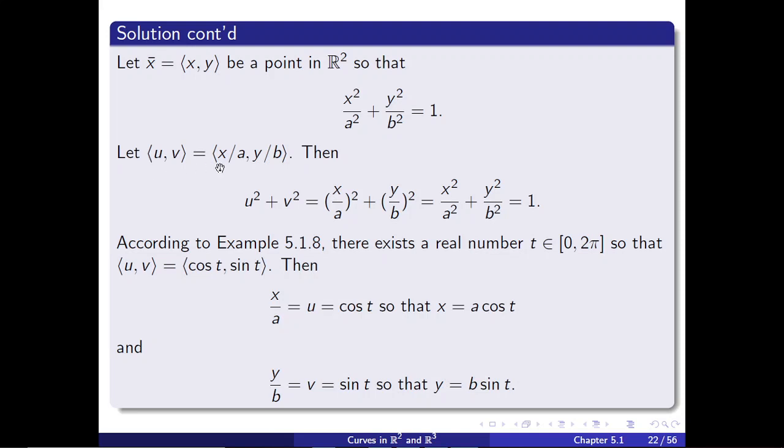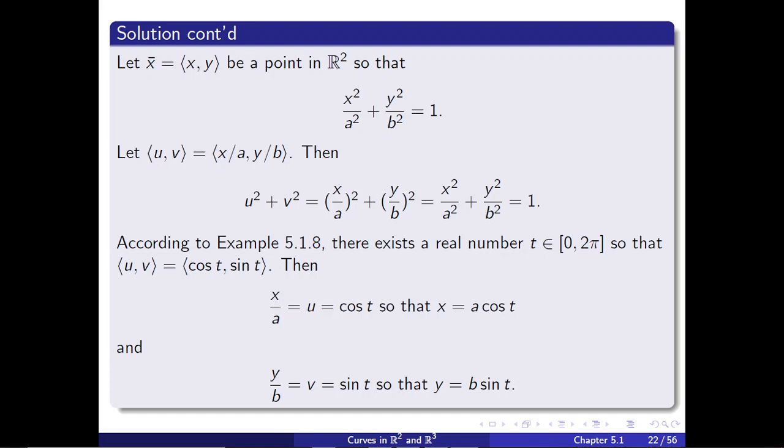So let u be equal to x over a and v equal to y over b. Then u squared plus v squared is equal to (x over a) squared plus (y over b) squared, and that is equal to 1, right?